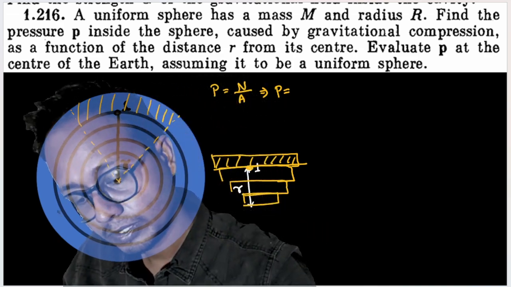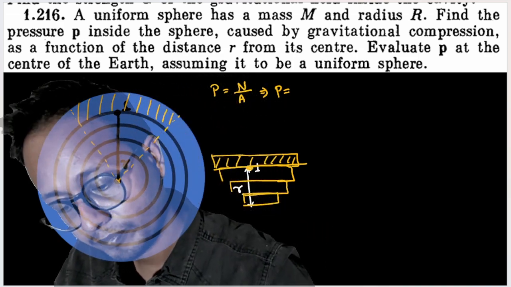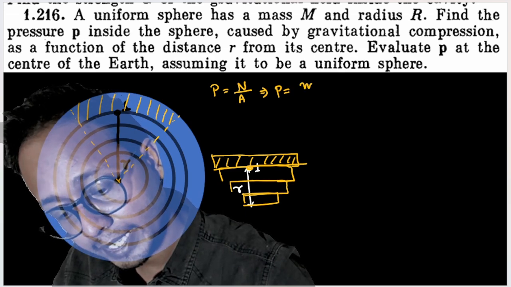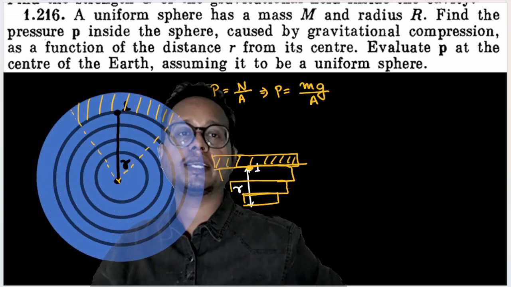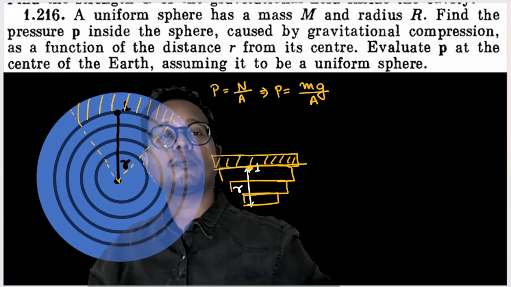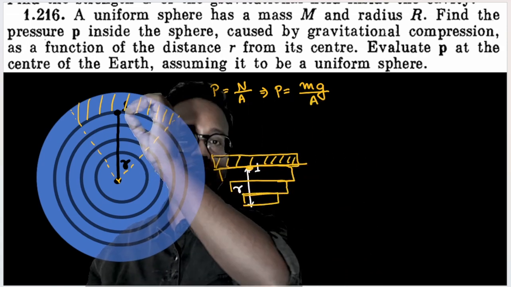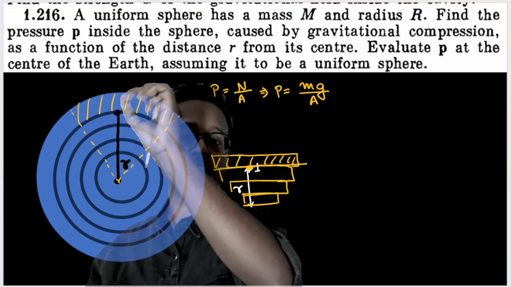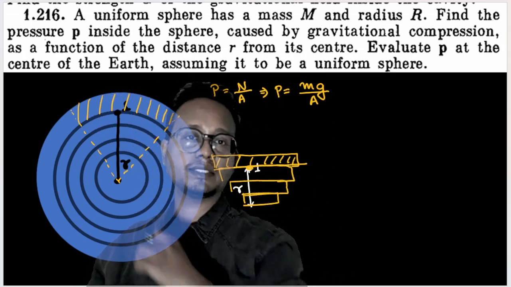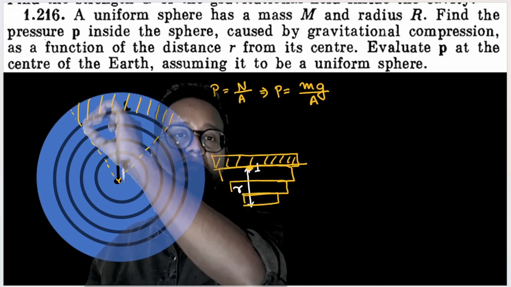So it is nothing but weight of water above it divided by area. Weight is nothing but m into g divided by area. Okay. The problem out here is g is not constant. Okay. m is nothing but the mass of water above this much amount of area. I have to take only this much amount of mass. Okay, so how do I take this much amount of mass?